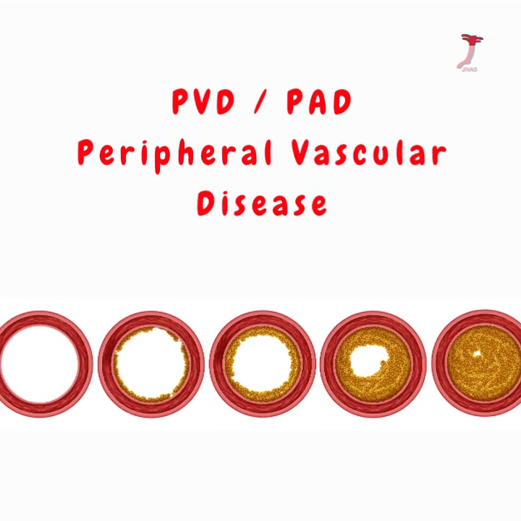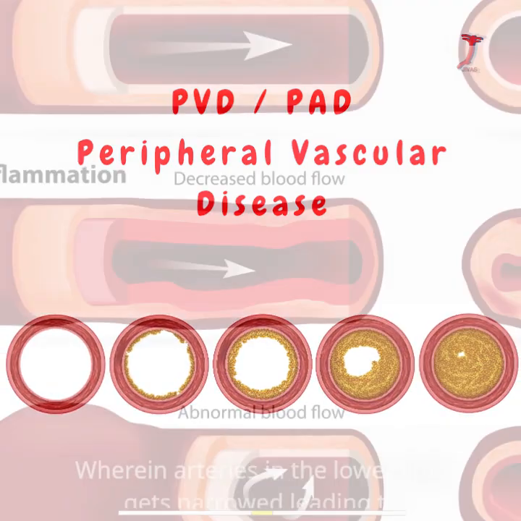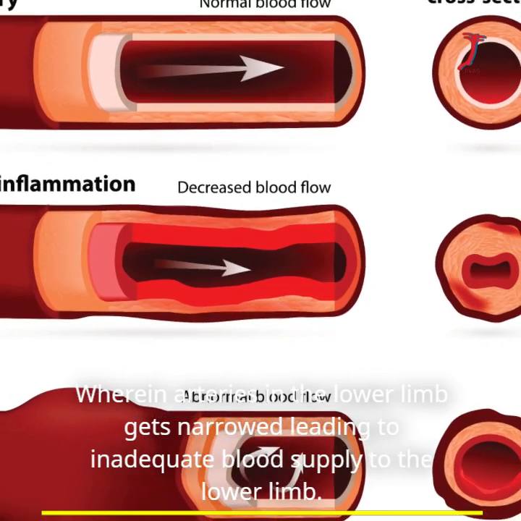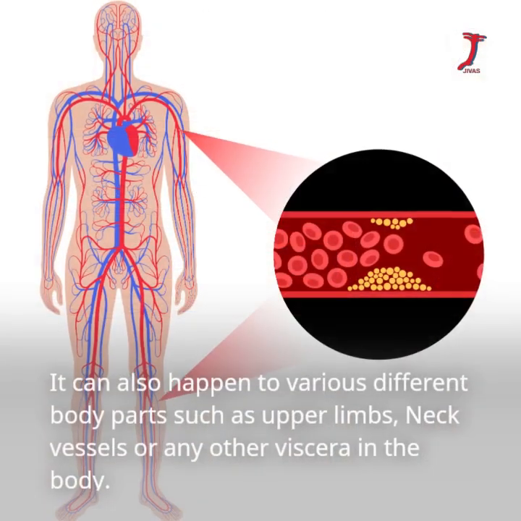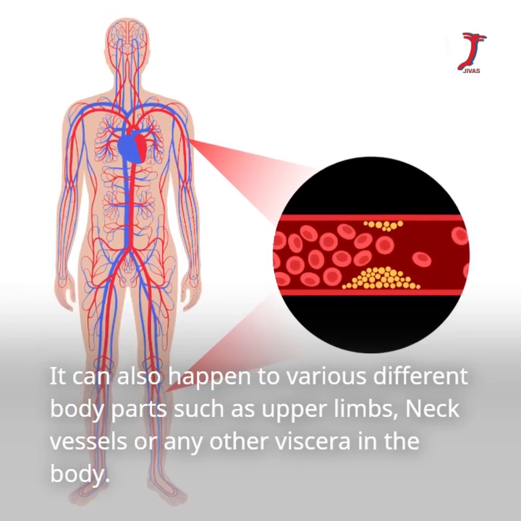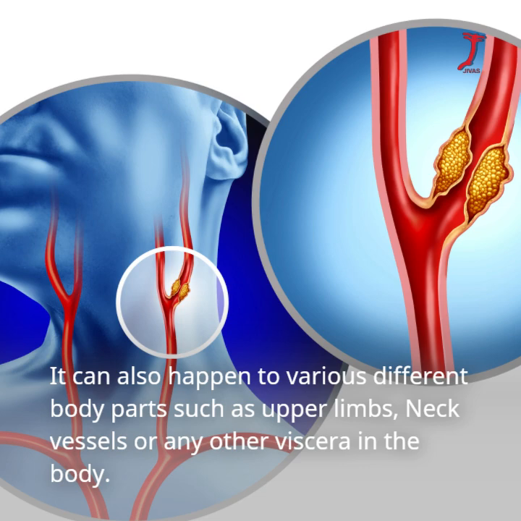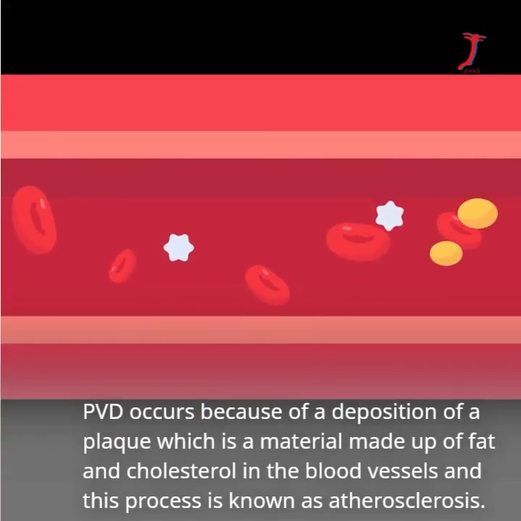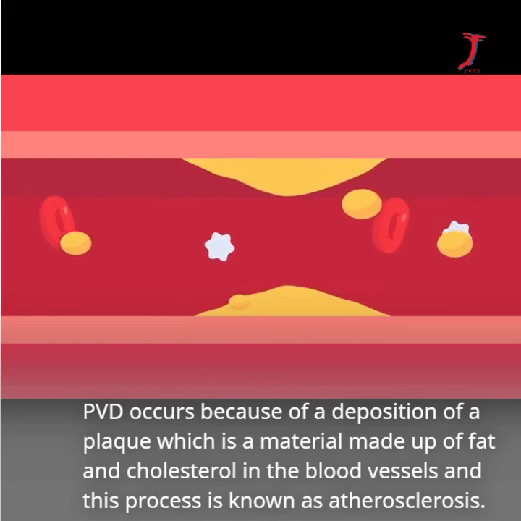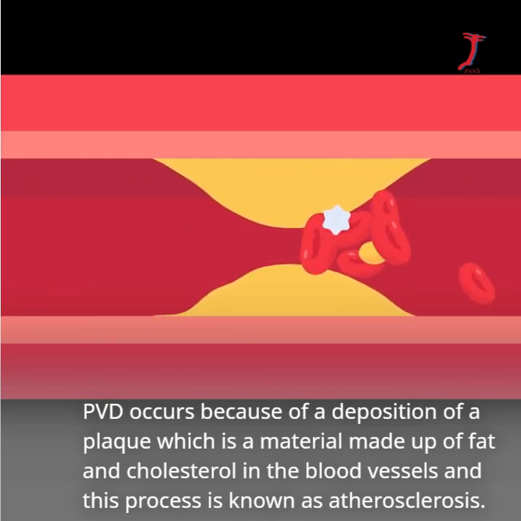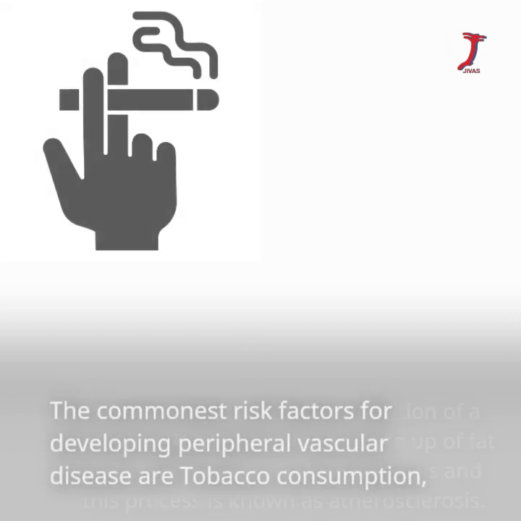PVD or PAD, Peripheral Vascular Disease, is a condition wherein arteries in the lower limb get narrowed, leading to inadequate blood supply to the lower limb. It can also happen to various other body parts such as the upper limbs, neck vessels or any other viscera in the body. PVD occurs because of a deposition of plaque, a material made up of fat and cholesterol, in the blood vessels, and this process is known as atherosclerosis.